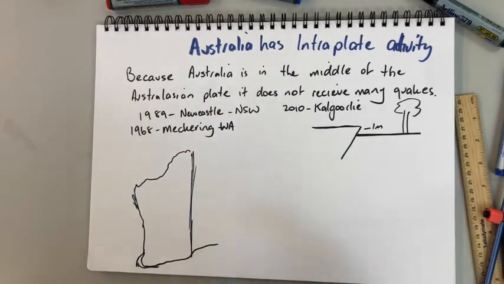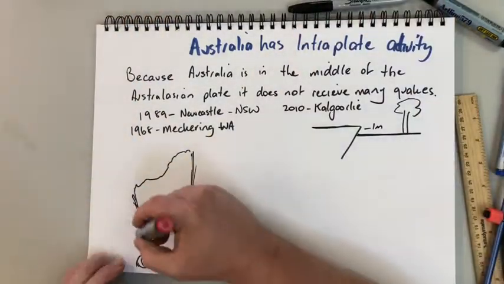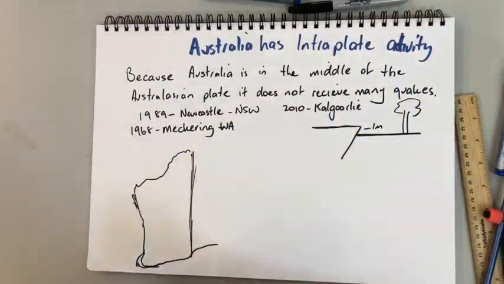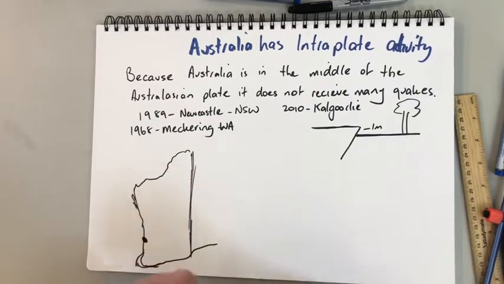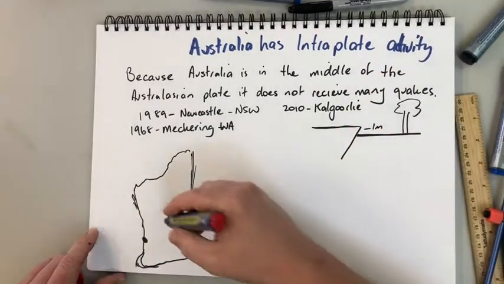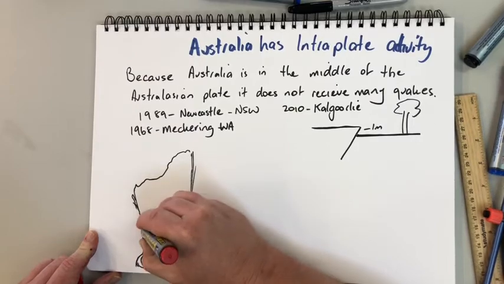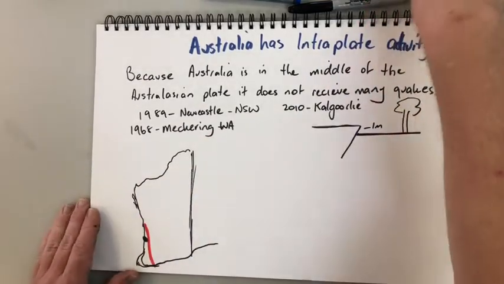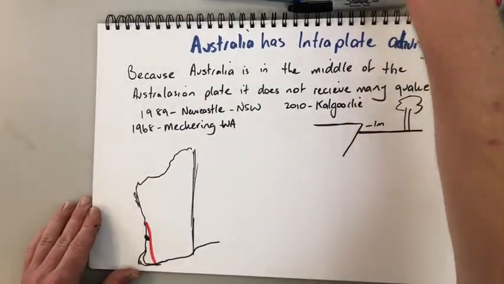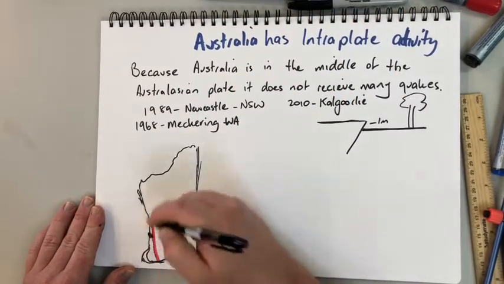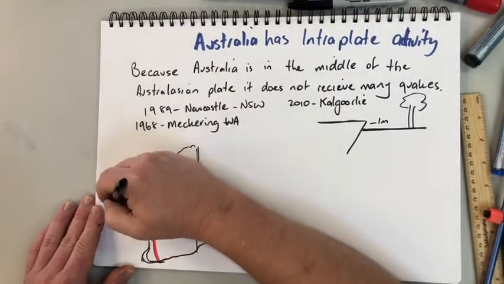But one thing that's interesting is right across WA, and if you think about Perth as being right down here, right through Perth, there are these lines through Western Australia, these lines here. And they form a really interesting thing called the Darling Fault.